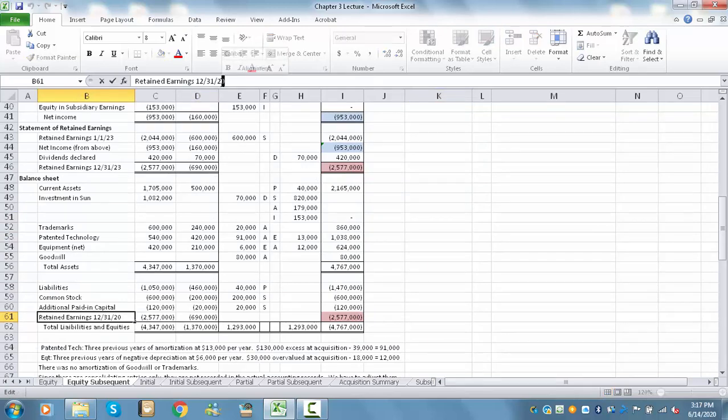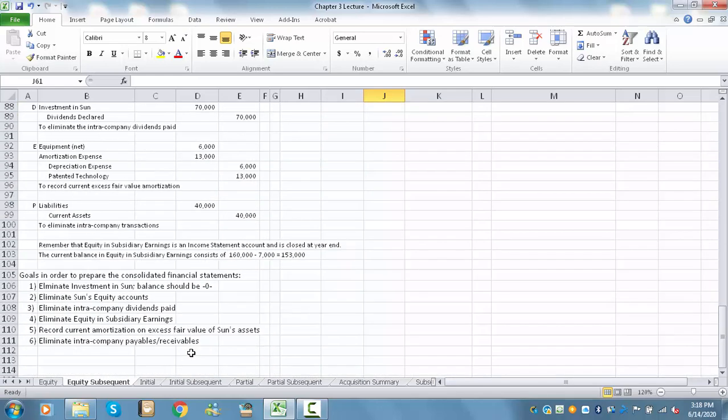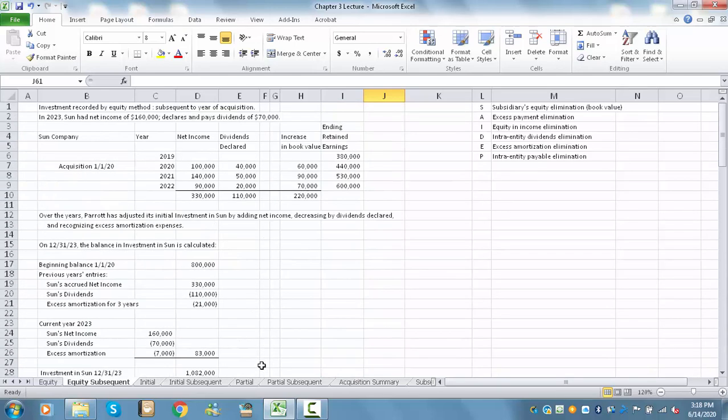2023, December 31st. Our goal was to get rid of the investment in Sun, which we did, to eliminate any of the intra-company transactions, Sun's equity accounts, intercompany dividends, intercompany payables, record the excess amortization, and of course eliminate the equity in the subsidiary earnings. And I'm using and will continue to use examples from the book for all of these.